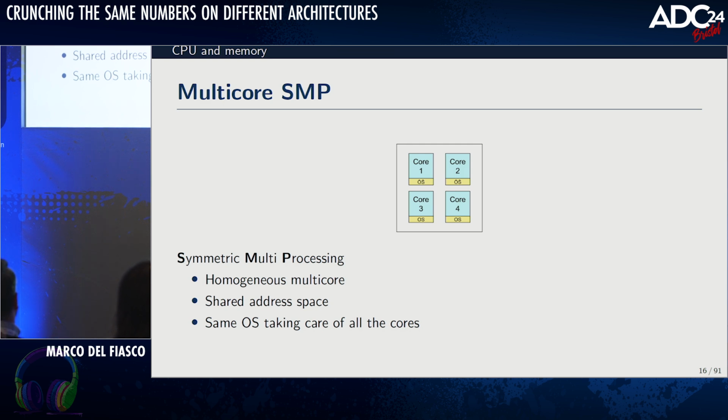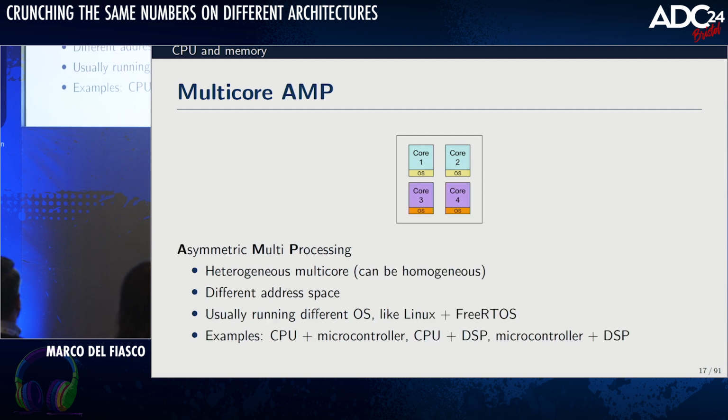There are multi-core CPUs nowadays of 2 types. The first one is SMP, where the cores are of the same type, so they are homogeneous. They share a common address space, and there is one single operating system taking care of all the CPUs. So the operating system pins the tasks or interrupts to different CPUs according to its rules.